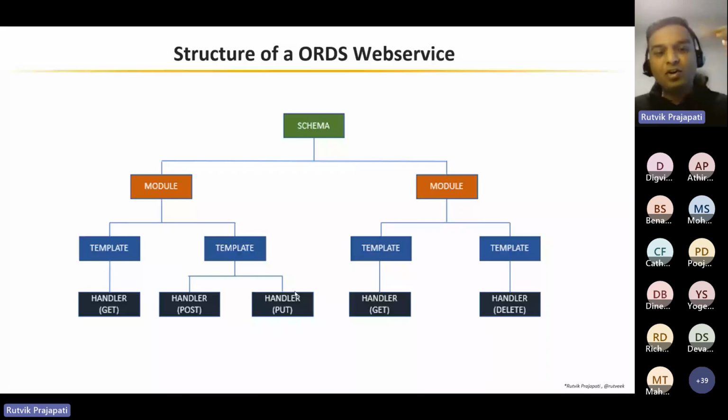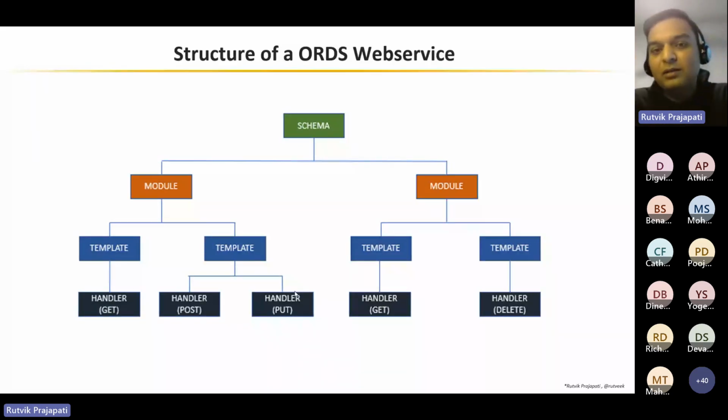All right. So this is the structure of the ORDS web service. At the top level, we have the schema, and under the schema, we need to create the module. Module is basically a logical collection of similar web services or APIs. So we can consider module as our package in PL/SQL. And inside the module, we need to create the template.